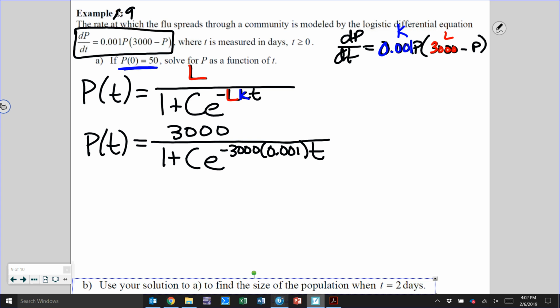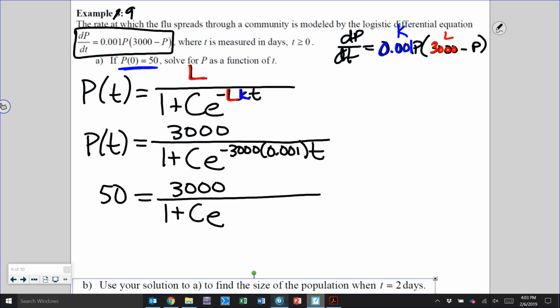Now I'm going to fill in what I was given. I was told that if I plug in 0 for t, I get 50 for an answer. So that means 50 is going to equal 3,000 over 1 plus c e to the negative 3 times 0. Again, negative 3,000 times 0.001 is negative 3. And then t is 0 for this example, because P of 0 is 50. So that means that I have to solve that.